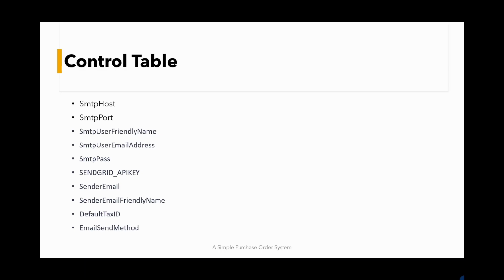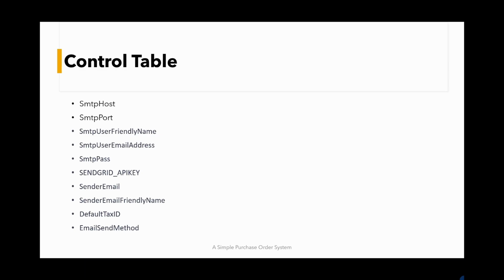So it's the SMTP email information, the SendGrid API key and email and friendly name. But in addition, I think we want to add the default tax ID. And while we're about it, I'm also going to add another item called email send method. This will allow the user to choose between SMTP or SendGrid.